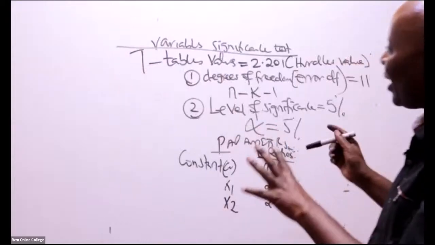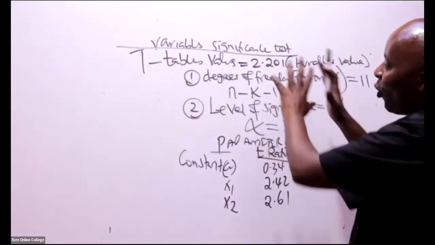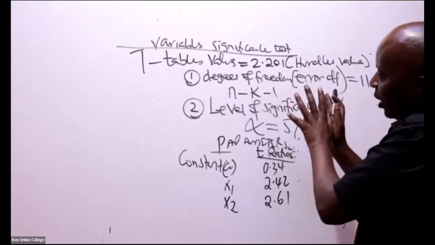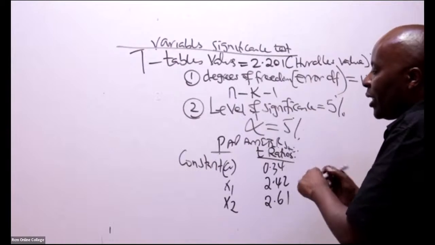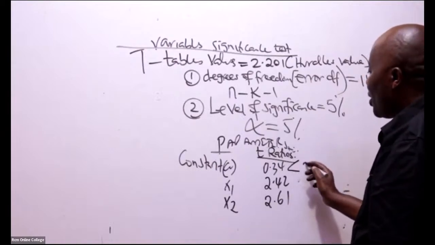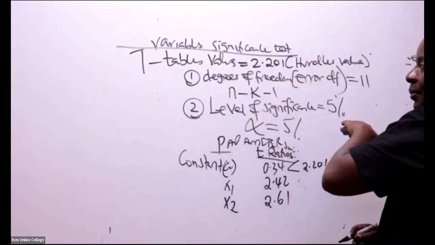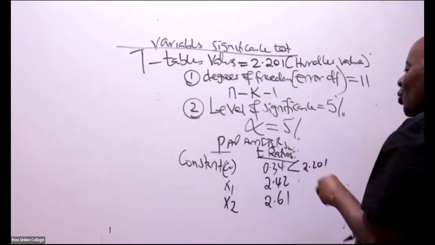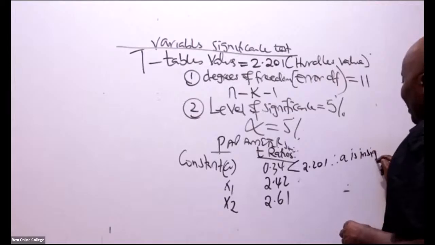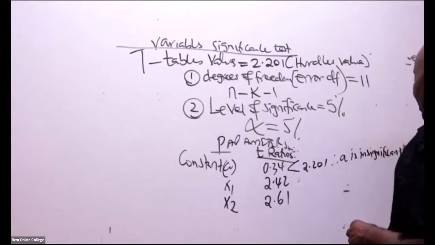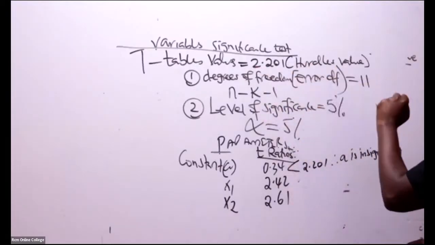So remember, we are using the t statistics, and the t statistics will always have what we call the t table value for all of them, which you've been able to read from the table, which is 2.201. This is the measure of significance. So now you can see this constant, 0.34, has not been able to pass over our hurdle of 2.201. So it means that the A value is insignificant.